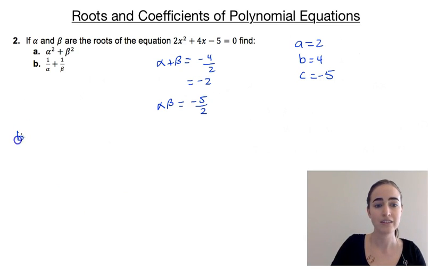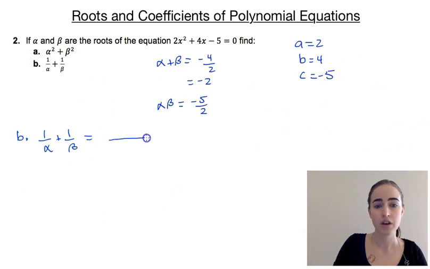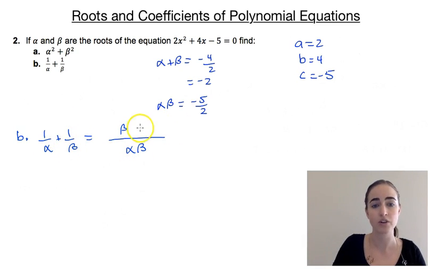Right, for B, we want 1 over alpha plus 1 over beta. Now again, we can't do that straight up, so we're going to have to manipulate it. So let's make it have a common denominator. So our common denominator is going to have to be alpha beta. To get this one to have a denominator of alpha beta, we would have had to multiply top and bottom by beta. And to get this one to have a denominator of alpha beta, we would have had to multiply numerator and denominator by alpha. So now we've got beta plus alpha, which is the same as alpha plus beta, over alpha beta.